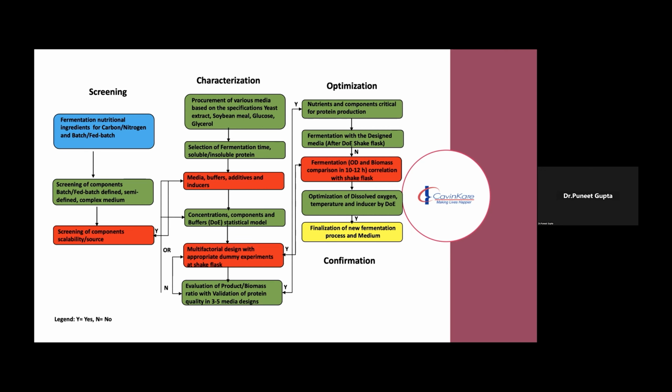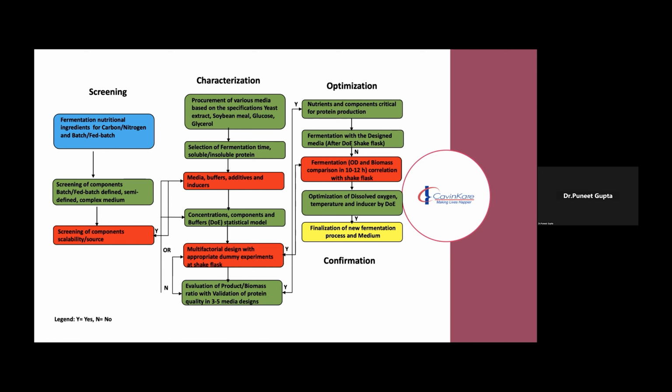So first of all, you need to identify what sources you have, and then screen which type of fermentation you are going to do, batch or fed batch, the time required, and what process we are going to use. So it can be semi-defined or a complex medium, and then screening of the sources.